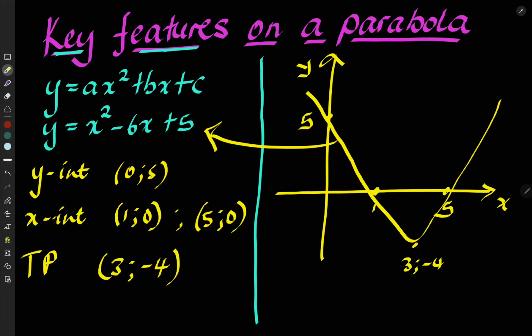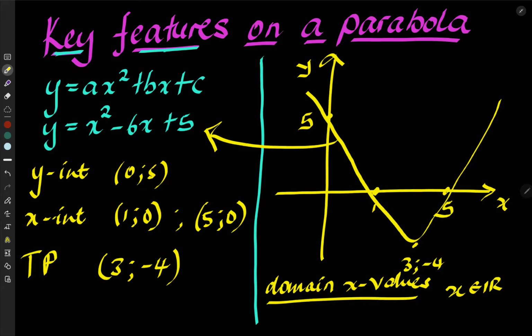Now, while we are on this graph, the other thing that we need to talk about is the domain and range. So the domain, these are your x values. You should know for a parabola that the domain is always x is an element of all real numbers. What it means is that the function can take any x value and you get an output. So that is your domain. The moment you see a parabola and they ask you for the domain, just say x is an element of all real numbers.